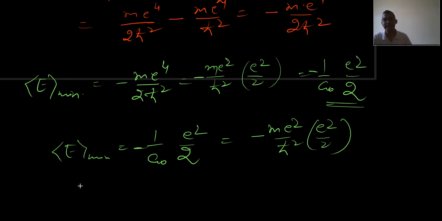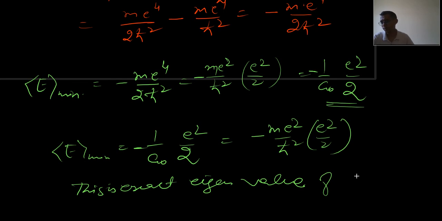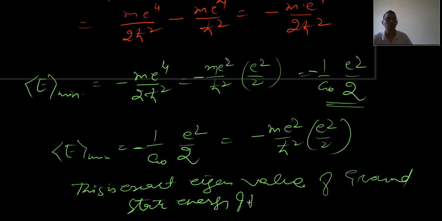The minimum of energy which we are getting here, that is minus (1/a₀) e²/2, or minus me²/ħ² times e²/2, is the exact eigenvalue of the ground state energy of the hydrogen atom, and similarly we can find the corresponding eigen wave function.